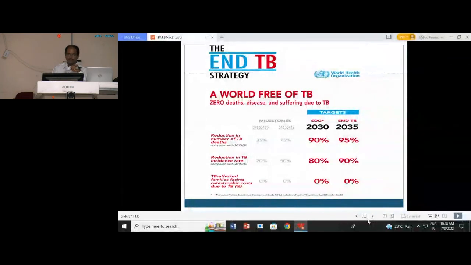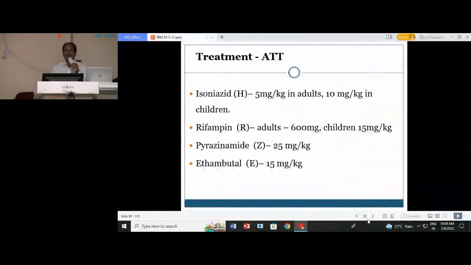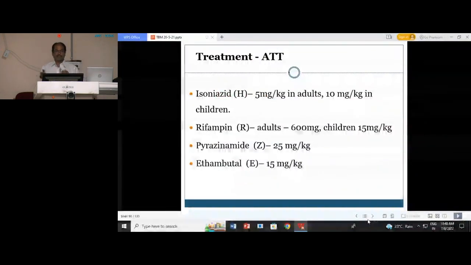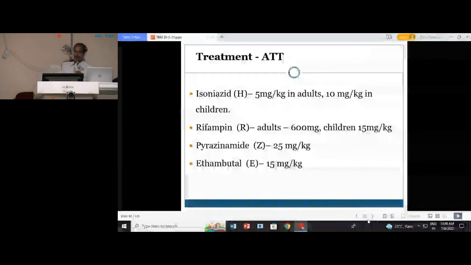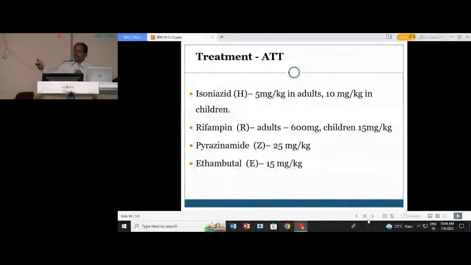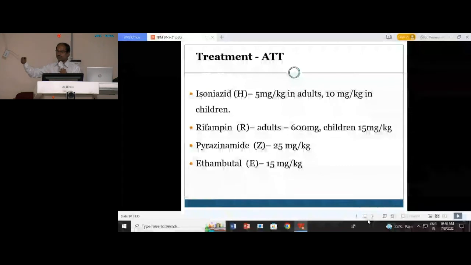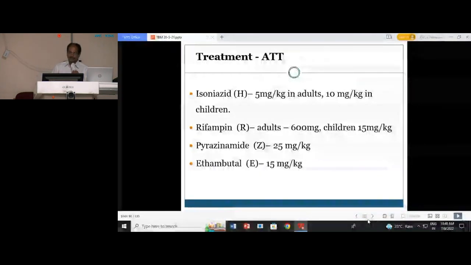For treatment, the final aspect is treatment. The treatment is the four conventional drugs: isoniazid, rifampicin, pyrazinamide, and ethambutol. The doses are very easy: 5, 10, 25, and 15 mg/kg. Ethambutol is 15. Various regimens are there.